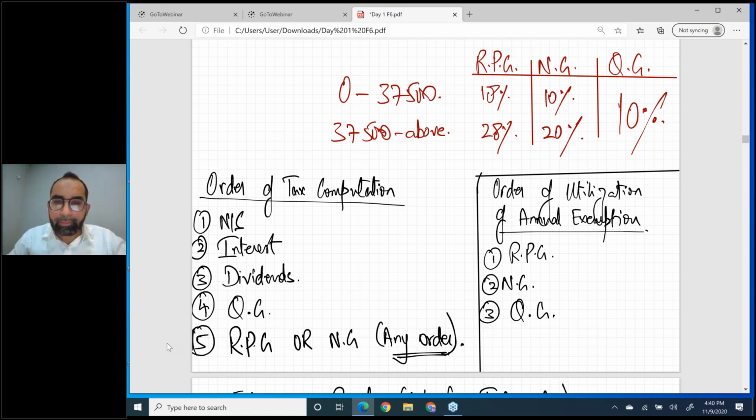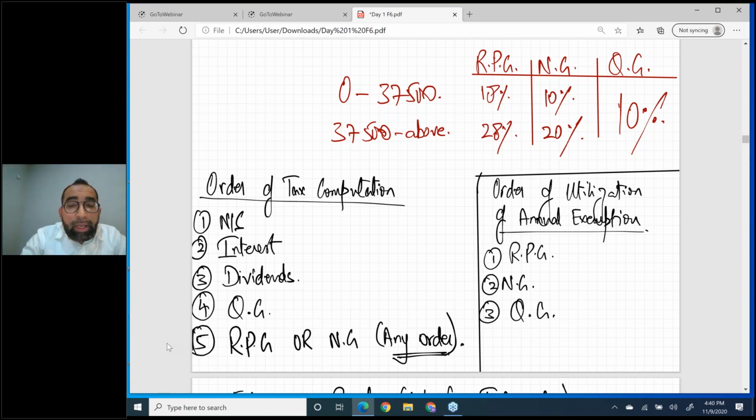Now, for example, in one fiscal year you have three gains. You have RPG, you have NG, and you have QG, and you have only one annual exemption. We all know for one fiscal year there is only one annual exemption, that is 12,000 pounds. So how can we use that annual exemption?